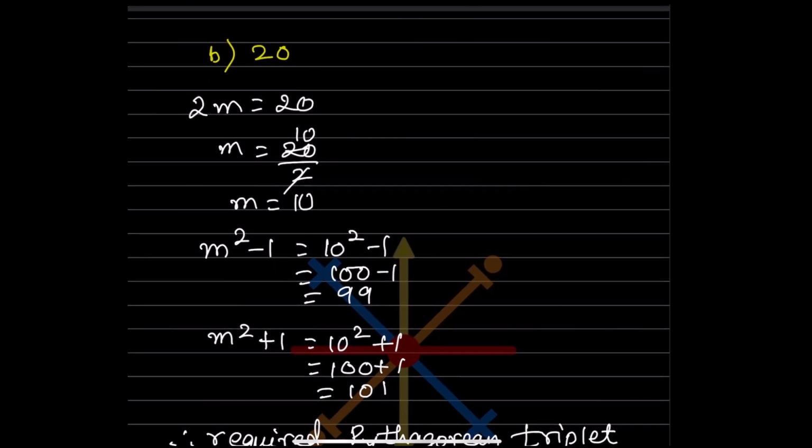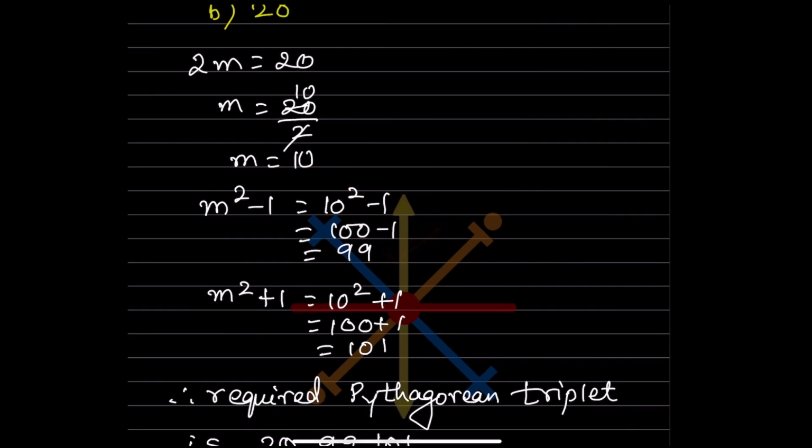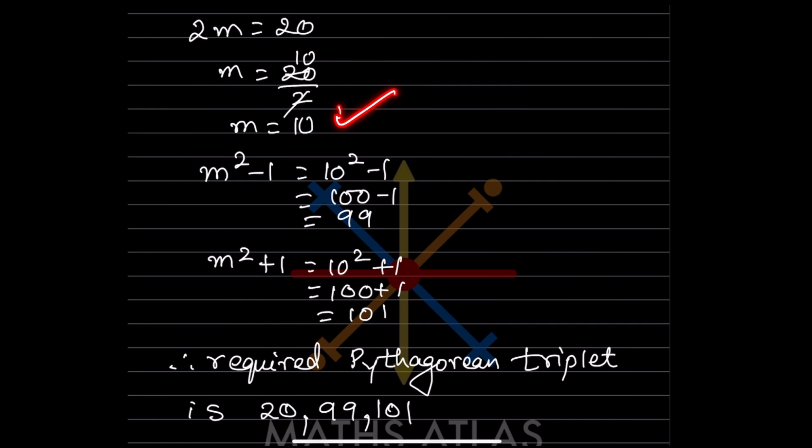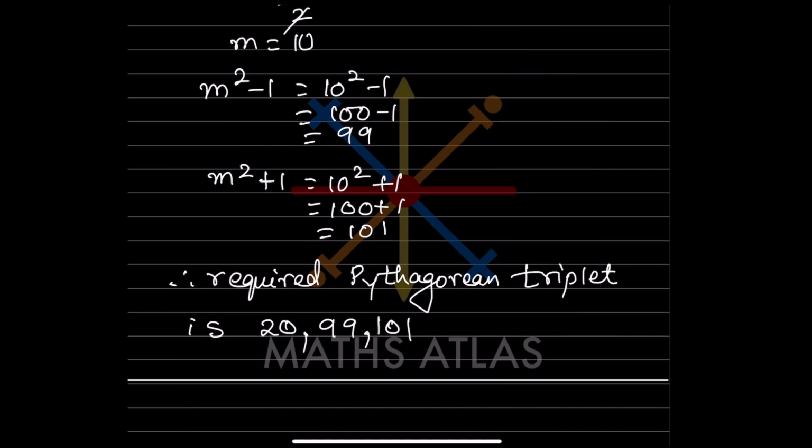Now look at here, same thing. First we have 20. So let us see here, 2m is 20, so m is 20 by 2, that is m is 10. If you are putting m square minus 1, you will write 10 square minus 1, that is 100 minus 1, that is 99. And m square plus 1, where m is 10, is 10 square plus 1, that is 100 plus 1, that is 101. So the required Pythagorean triplet, this is 2m, this is m square minus 1, and this is m square plus 1. So 20, 99 and 101.